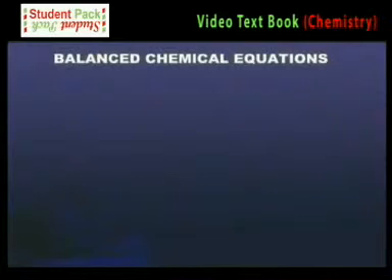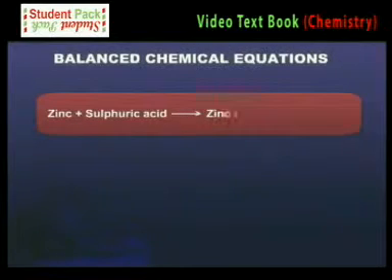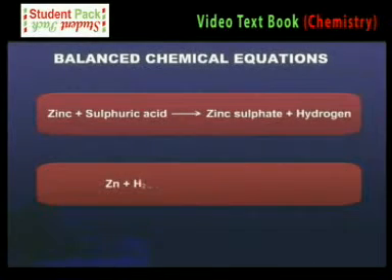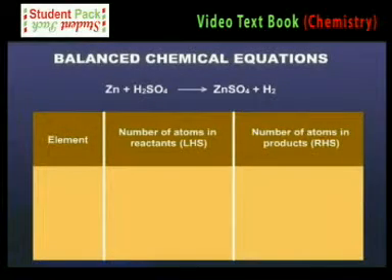Consider the word equation. Zinc plus sulfuric acid gives rise to zinc sulfate plus hydrogen. Now this word reaction may be represented using the chemical equation Zn plus H2SO4 gives rise to ZnSO4 plus H2. Let's examine the number of atoms of different elements on both sides of the arrow.